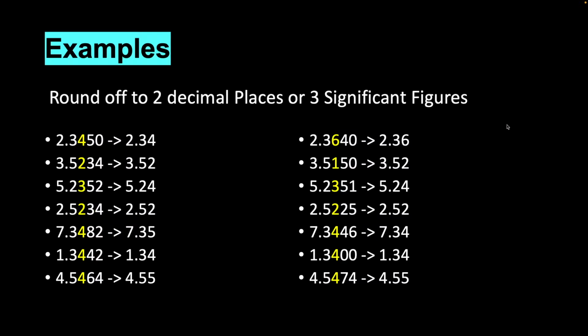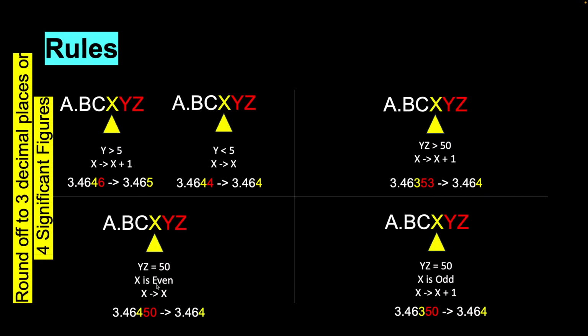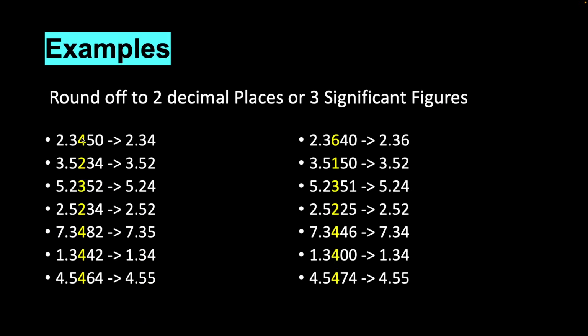Let's solve the exercises now. So in the first question we have 2.3450. We have to round off to two decimal places, that is after the decimal there should be only two digits. So after this cutoff digit, that is 4, we have got 50. And we saw from the rule that if the digits after the cutoff digit are 50 and the cutoff digit is an even number, then the cutoff digit is left as it is. So 4 will be left as it is, so the number will be converted to 2.34, eliminating 50 after the cutoff digit.